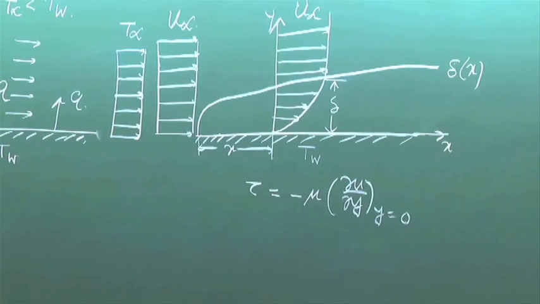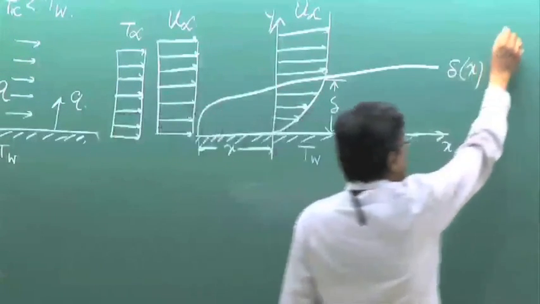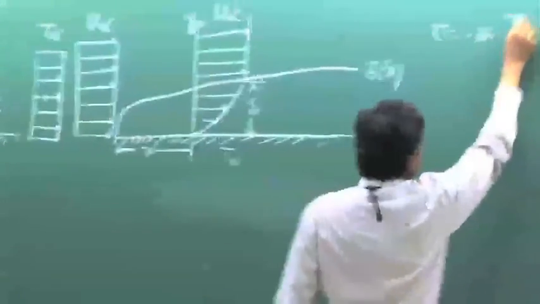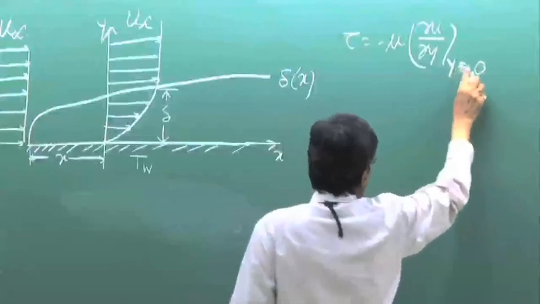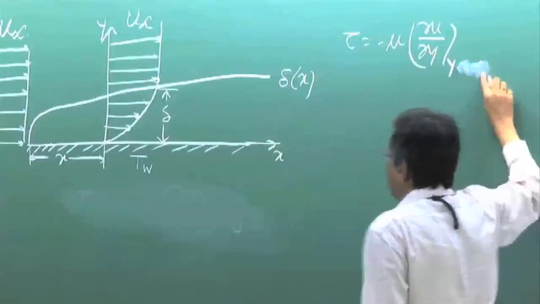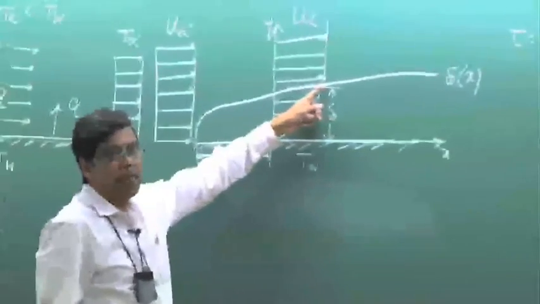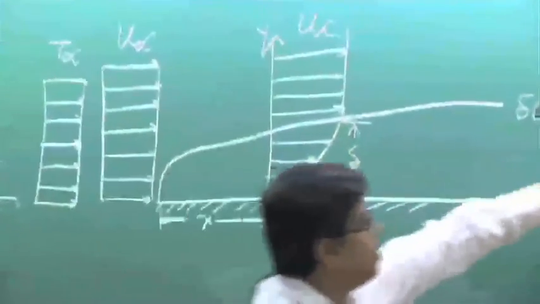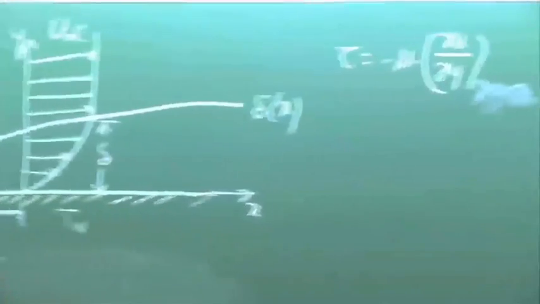Similarly, let me write this thing that side. Tau is minus mu del u del y at y is equal to 0. At y is equal to 0 is the plate. That means the shear stress is confined within the boundary layer thickness where del u del y is there, but beyond the boundary layer thickness del u del y is 0, no shear stress is felt. This is the basic boundary layer.